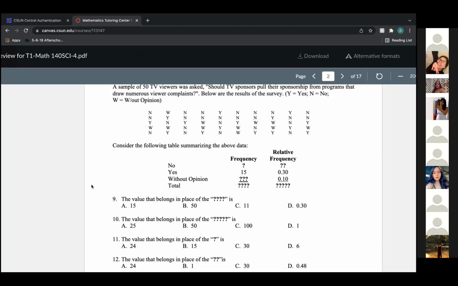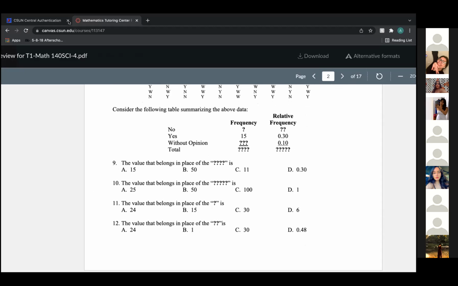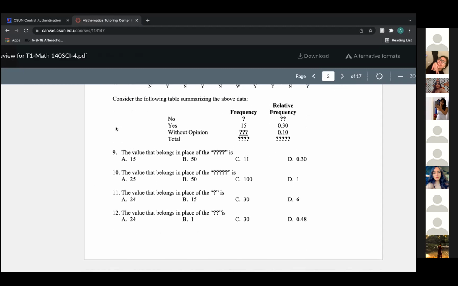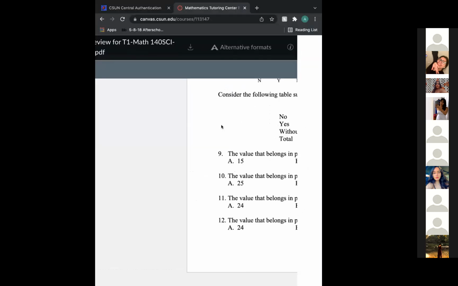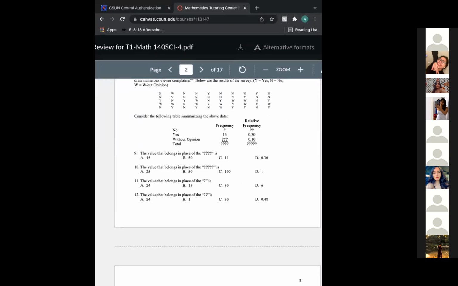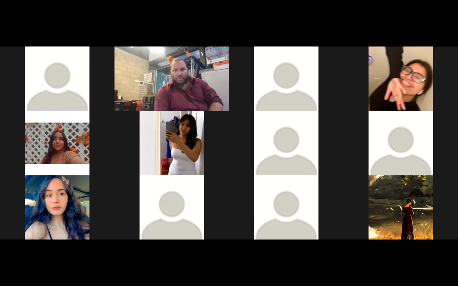And then the value that belongs in the place of the double question mark, well, 24 out of 50 is 48%. That's going to be 0.48. That's going to be part D. All with me so far? I have a question about 10. You said it's 100%, so that would be D for 1. Yes, because if you look at the relative frequencies there, they're decimals. So they don't write 30 for 30%, they write 0.3. So we don't write 100 for 100%, we write 1.